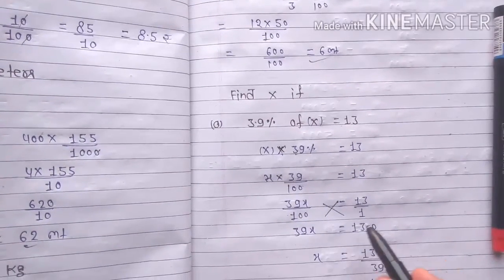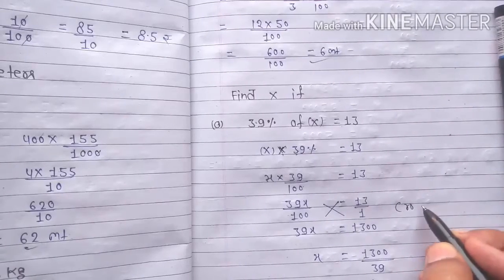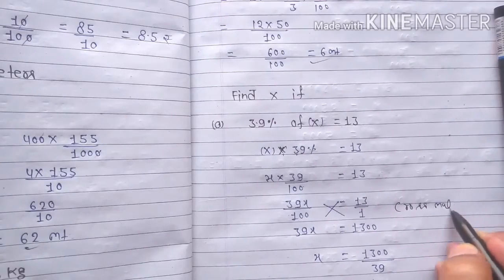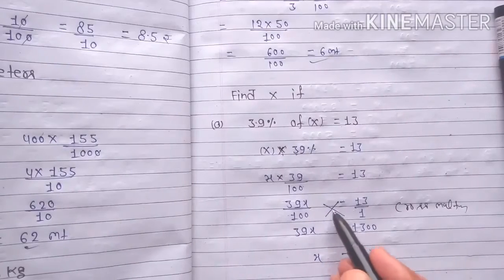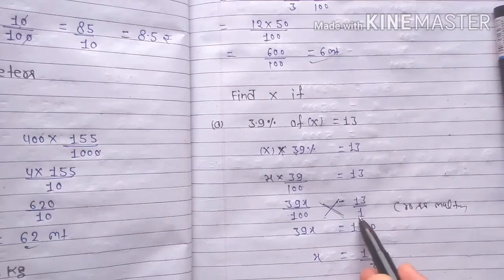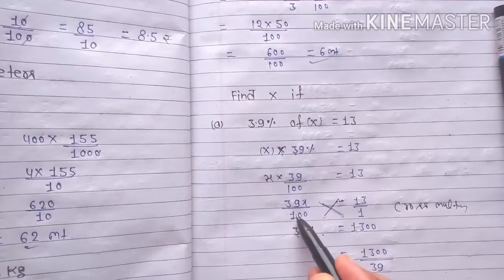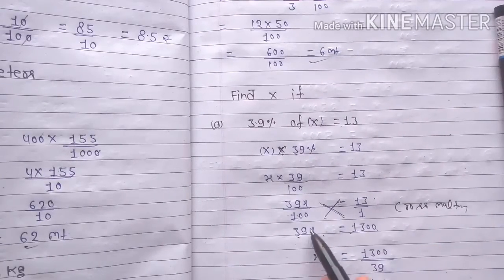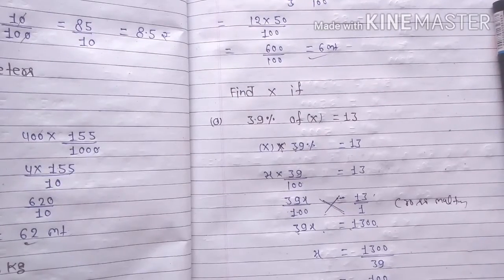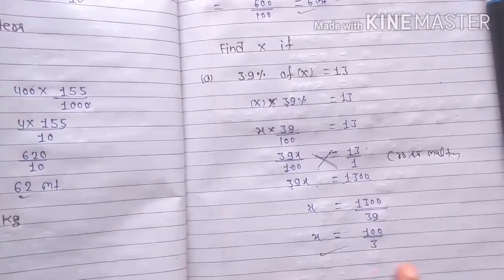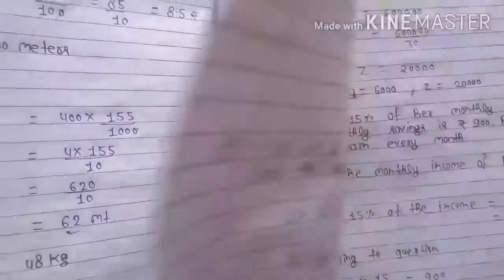Now this is known as cross multiplication, students. Cross multiply this arrow and this arrow. 1 into 39x is 39x, and 100 into 13 is equal to 1300. Students, now x is equal to 1300 upon 39. The value of x will come: x is equal to 100 upon 3. I hope it's clear.